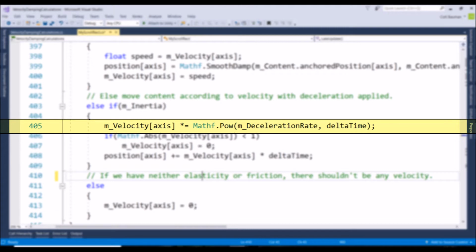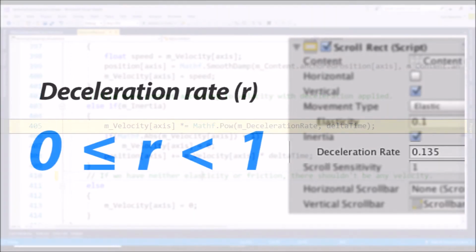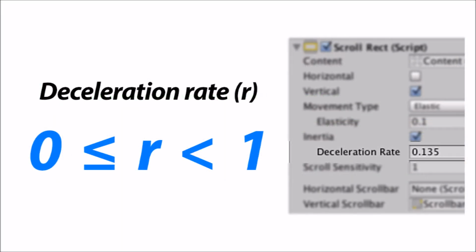So what exactly is this doing? First off, deceleration rate is normalized between 0 and 1. You can think of it as the percent of velocity left over after 1 second. 0 makes it stop immediately, while 1 means it would continue scrolling forever at the same velocity. 1 is technically not defined, it should be less than 1, but you get the idea.